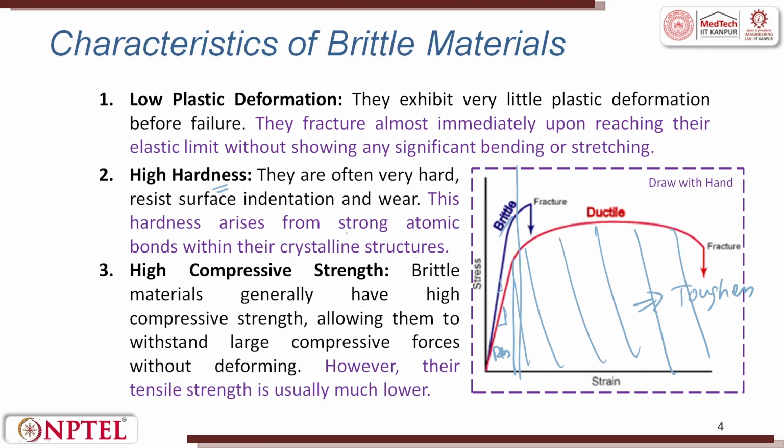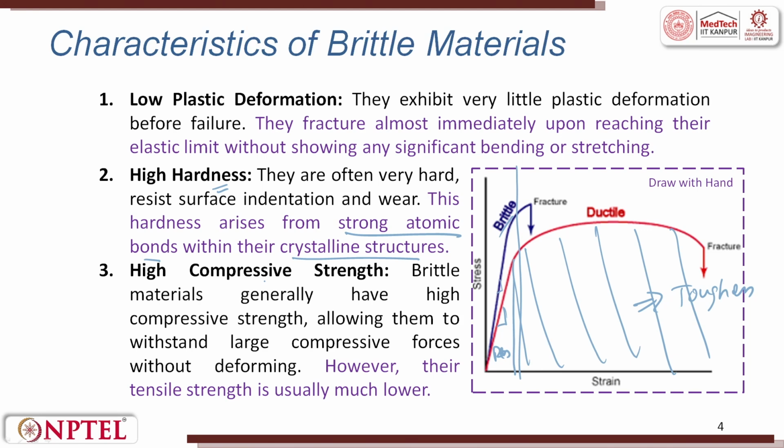In metals, the localized temperature goes high. That will either soften the material or strain harden the material. If you have the ductility property, you will go towards strain hardening. But when you have a brittle material, both these properties are not possible. So softening is not possible, strain hardening is not possible. So it resists to a large extent, and after a certain time, it leads to failure. The hardness arises from the strong atomic bonds within their crystalline structure.